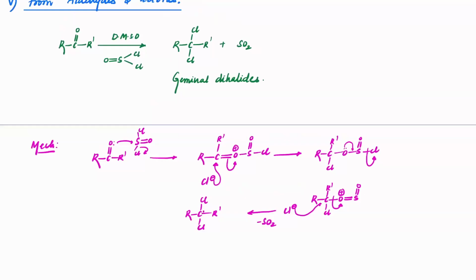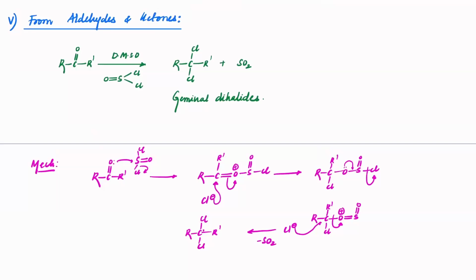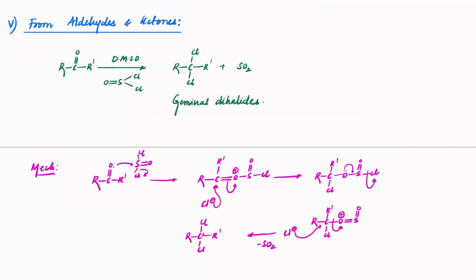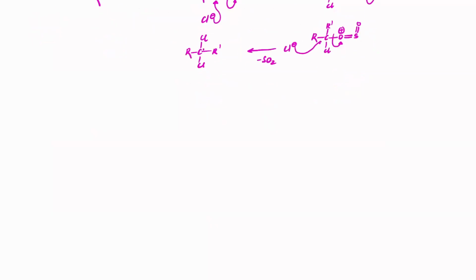Geminal means both the halogens are on the same carbon, vicinal means halogens on adjacent carbons. Okay, this is from aldehydes and ketones, everybody. Very simple thing. We don't have to make it anything difficult here. So two halogens will get attached. Sixth is from carboxylic acids.